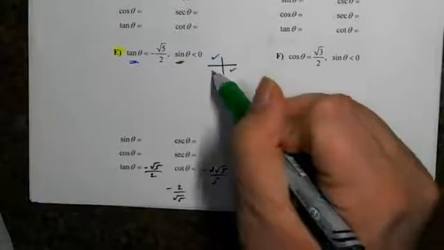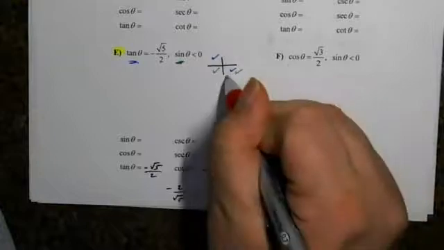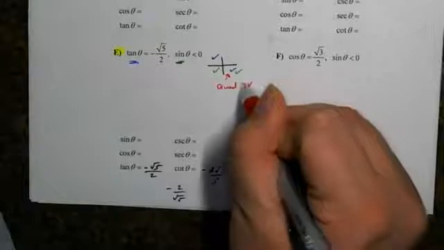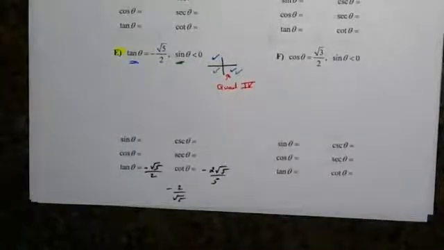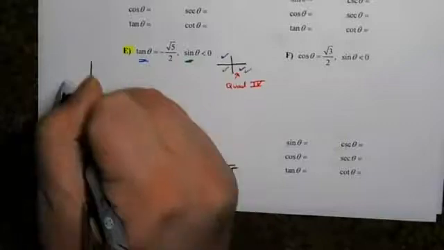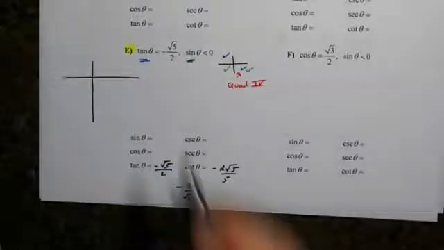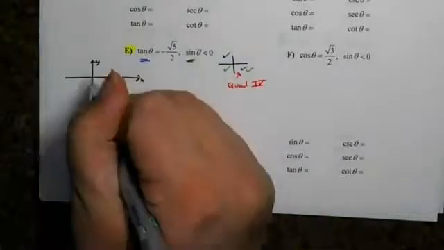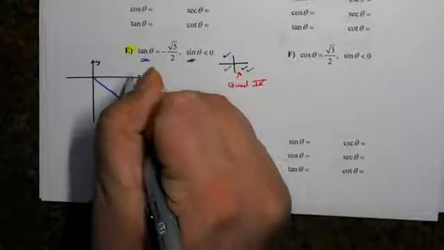Okay, for sine, green. In which quadrants is sine negative? Sine is negative in quadrants 3 and 4. So you can see here's where they overlap, which means the terminal side of my angle lies in quadrant 4. So I'm going to go ahead and draw an x and y axis. And I'll put my triangle in quadrant 4.